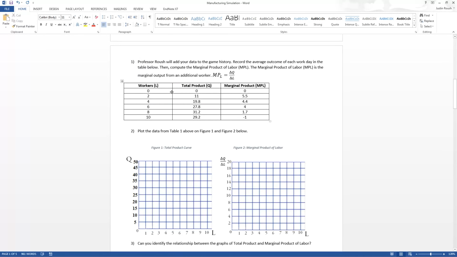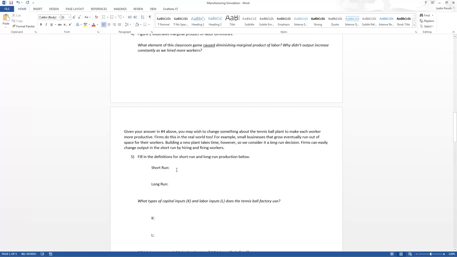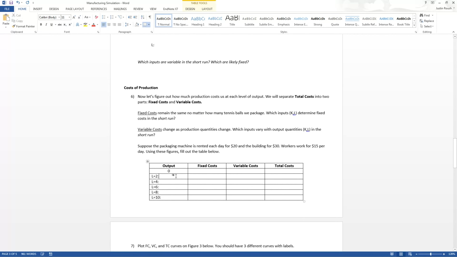At 2 workers, we produced 11. At 4 workers, we produced 19.8, etc. So we can fill this in. 2 workers, we produced 11. 4 workers, 19.8. 6 workers, 27.8. 8 workers, 31.2. And 10 workers, 29.2.